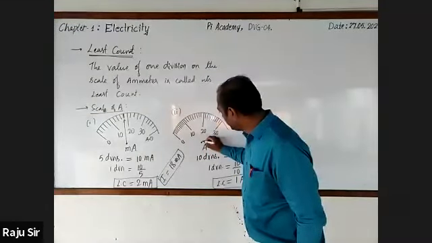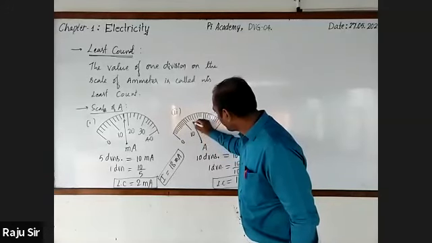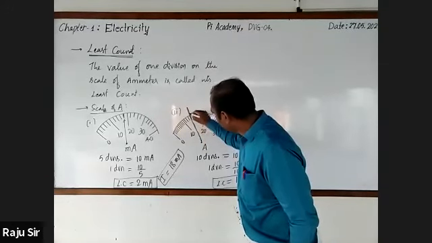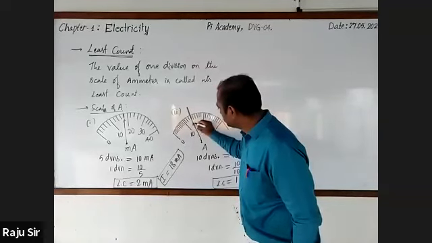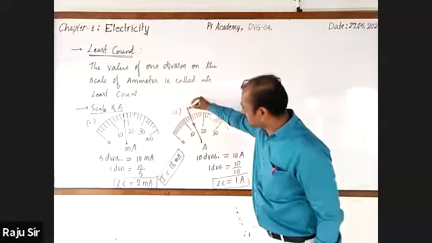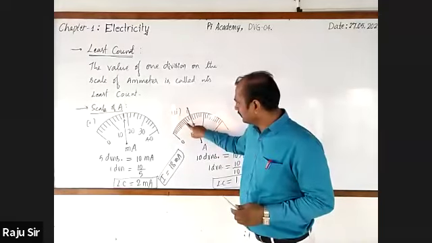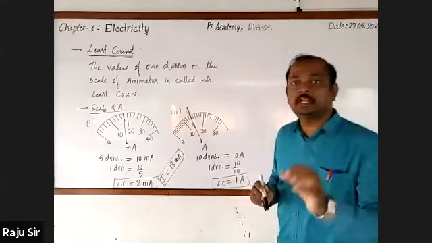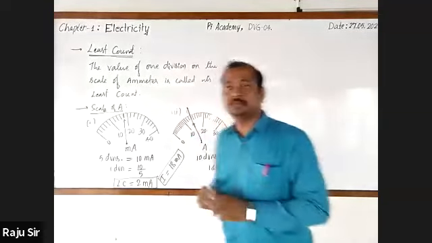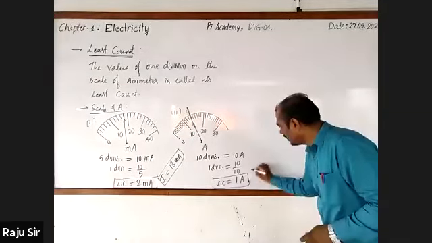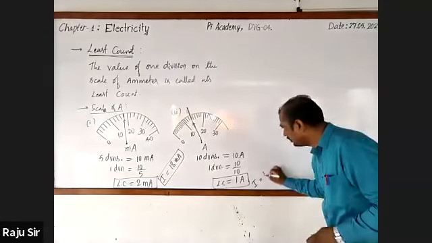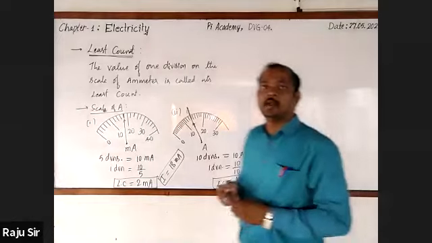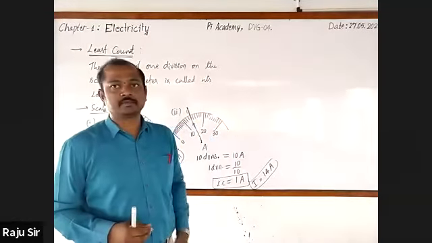Now you tell the reading. 14 amps, sir. 14, you are right. See, up to here 10, then 1, 2, 3, 4. Here also fourth division. 1 plus 1 plus 1 plus 1, 4. 10 plus 4, 14 amps, not milliamps. Below this, I is equal to 14 amps.